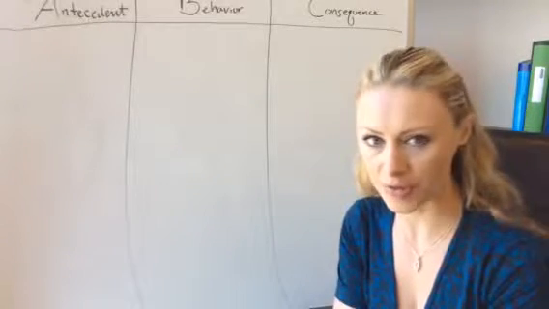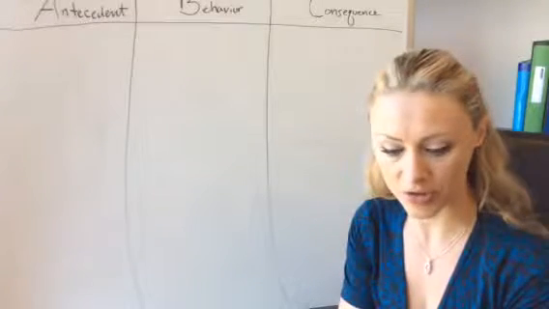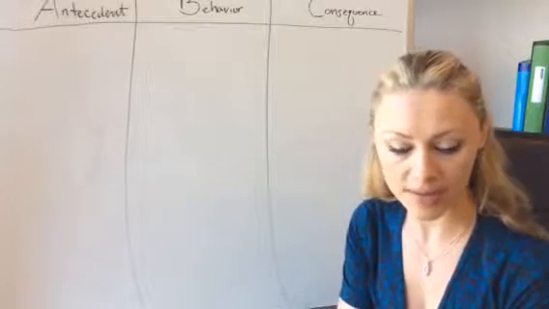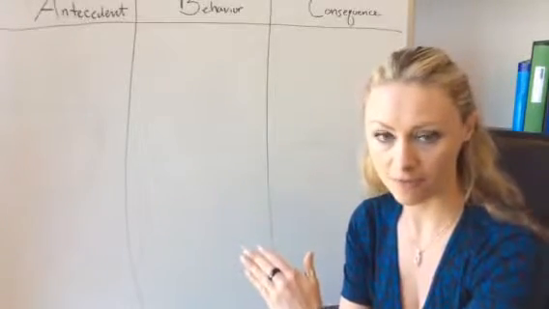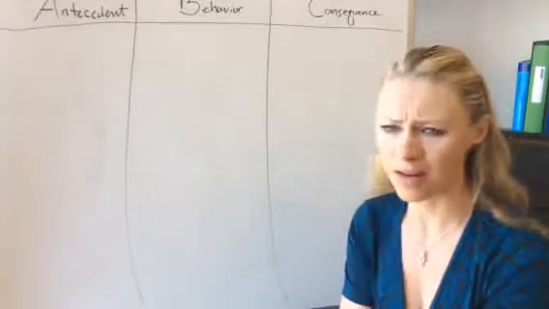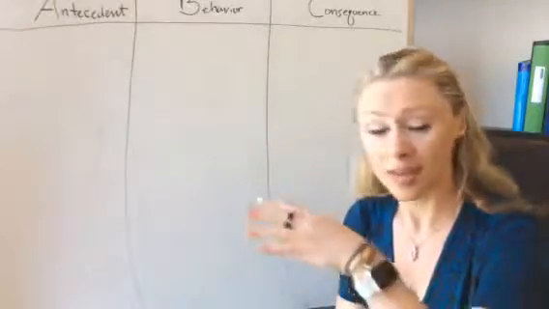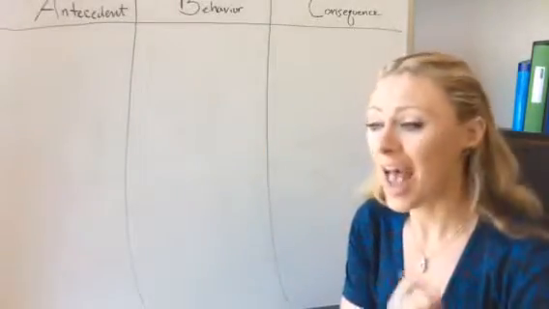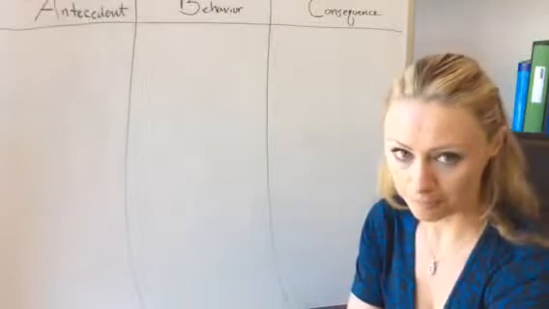Now the definition varies a little bit in your PowerPoint. You can use that one, or you can use the one that I just used. The one in your PowerPoint says a stimulus that exists just prior to a behavior. Remember, a stimulus is anything. It can be an event, it can be a person, it can be a bumblebee flying by, okay? Anything that happens immediately before a behavior is an antecedent.